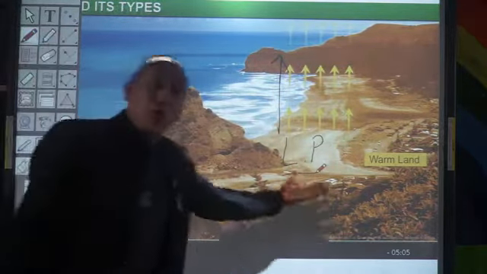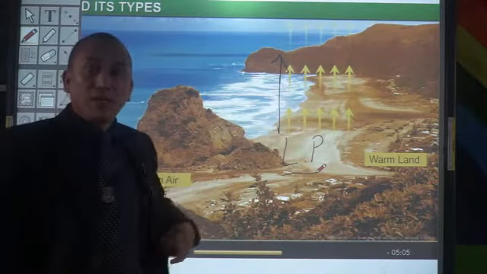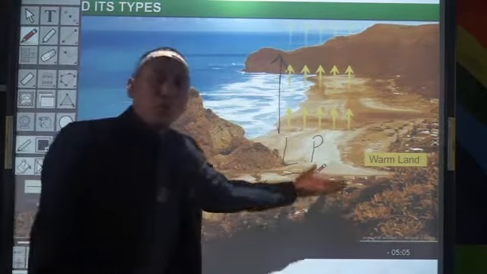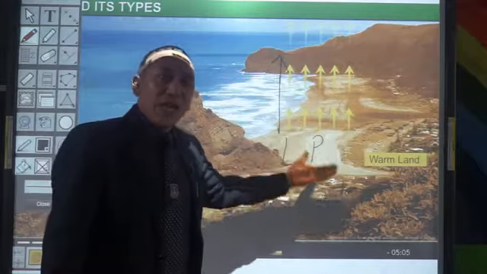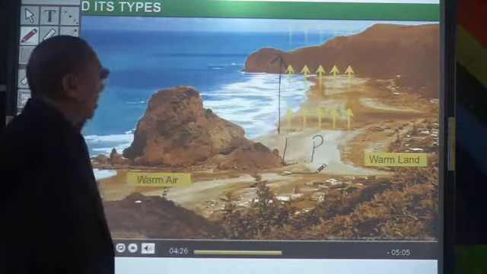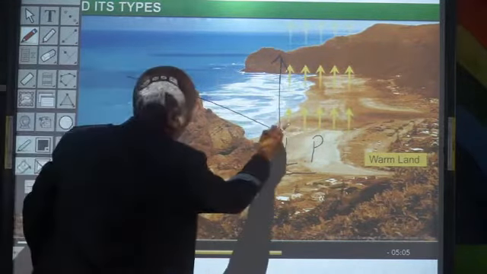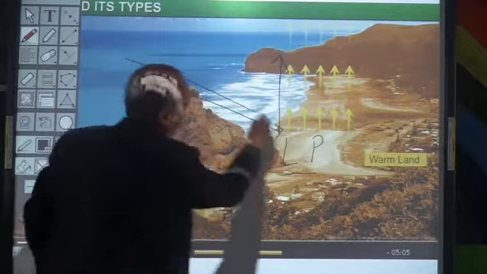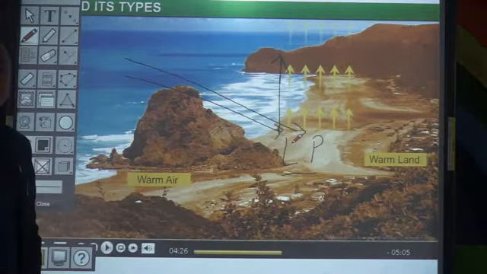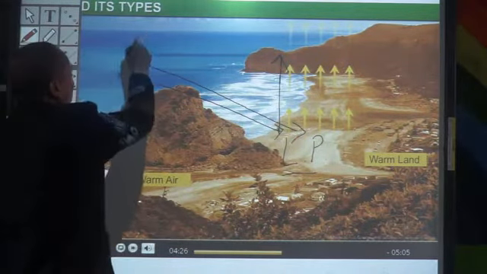Because the land is very warm during daytime compared to the sea. Since the land is warmer than the sea during daytime, this warm air will start to rise up. And as this warm air starts to rise up, what happens? The cool air from the sea starts to come toward the land. See, they blow towards the land. You can see, because the sea is colder, it has a high pressure.